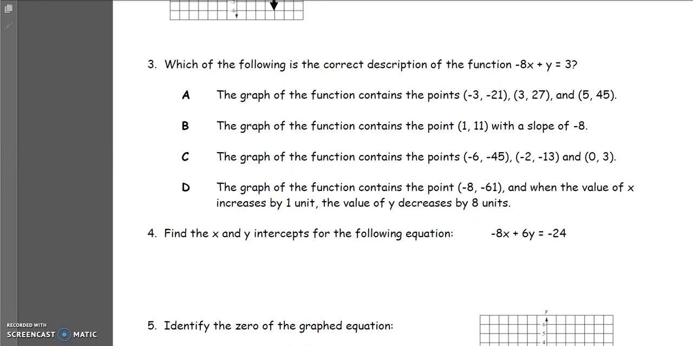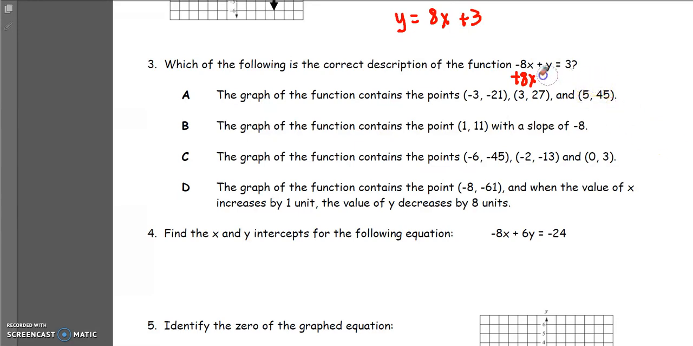Number 3 says, which of the following is the correct description of the function negative 8x plus y equals 3? So in order to look at this, I'm going to put it into slope-intercept form. Again, I need the y to be by itself. So if I add 8x to both sides, that is going to give me y equals 8x plus 3.